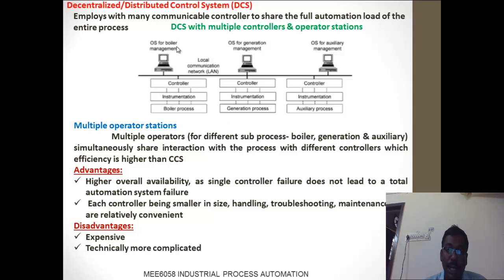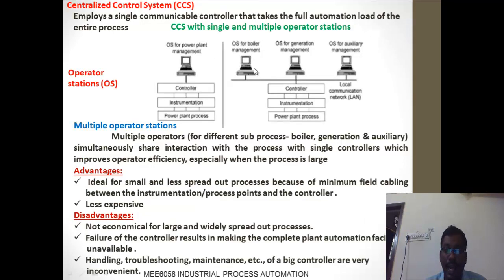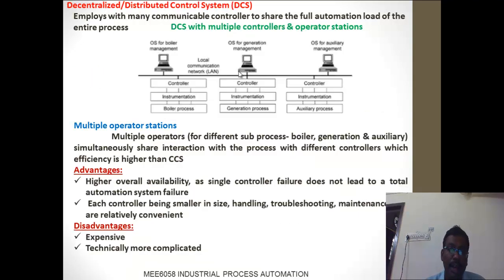Here multiple operating systems are available and you can share the data within the process with different controllers, which makes the efficiency higher than the centralized control systems. If we have a centralized control system with a single controller, and you transfer the data between these three processes, if you want to transfer data from here to here, it goes to the controller and then from the controller to here. Okay, it takes so much time. So it's very difficult to monitor the process, but anyway, the efficiency is good. But in distributed control systems, the efficiency is too high compared to the centralized control systems.